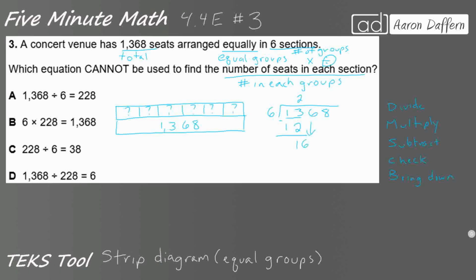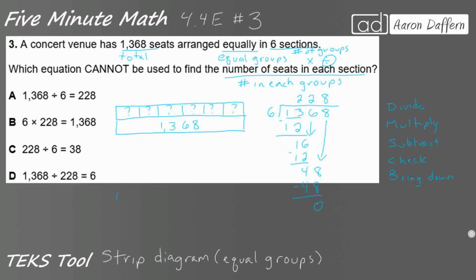Start all over again. 6 divides into 16. Well, 6 times 2 makes 12. 6 times 3 is 18, which is too big. So it's going to need to be another 2. So that's going to be another multiplication, making 12. We subtract, we're going to get 4. 4 is bigger, but 4 is still smaller than 6. So the check is fine. We bring down again. It's our last one. 6 goes into 48 8 times, and that's going to go in evenly. We have no remainder. All right, so our answer is going to be 228.